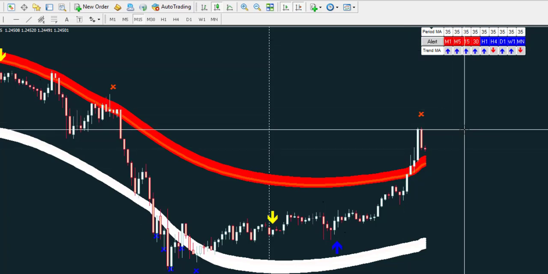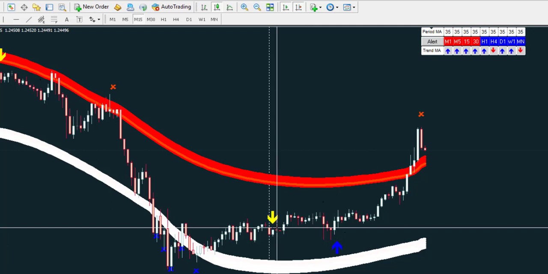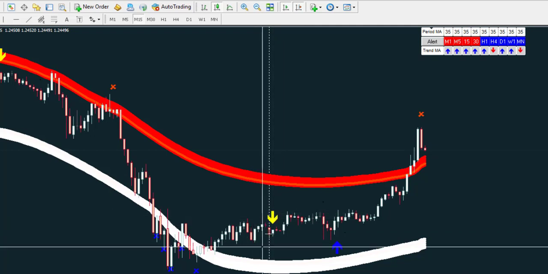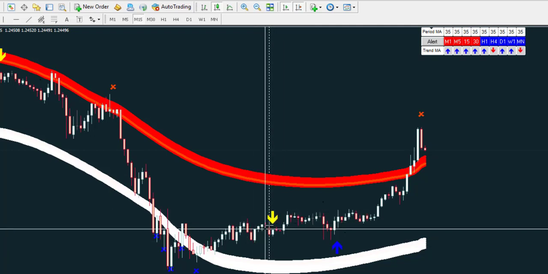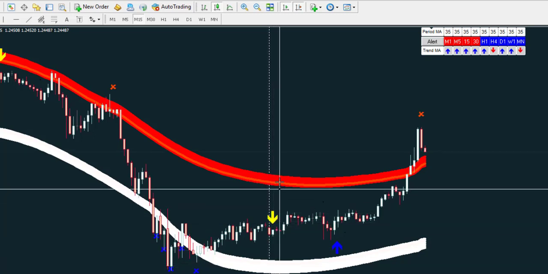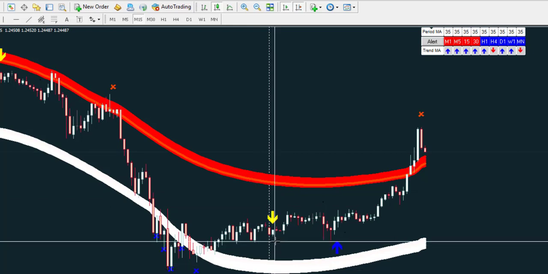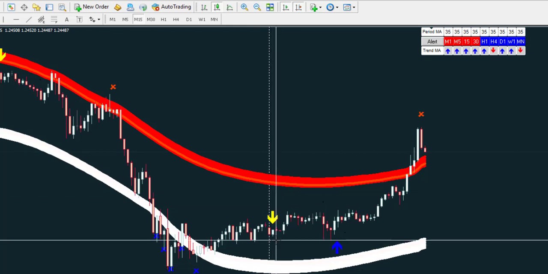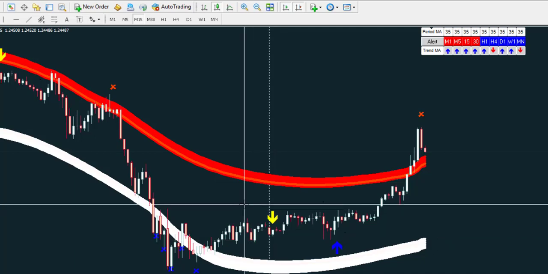Do not take any signal generated in between the bands. Here we have a yellow arrow that does not repeat in between the upper and the lower band. So at this particular point, it is not going to deliver because it is in between the bands. It is advisable that you only take a trade from either the lower or the upper band, and you can use this on any time frame you want.